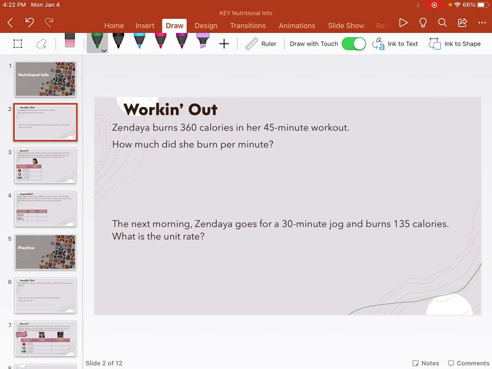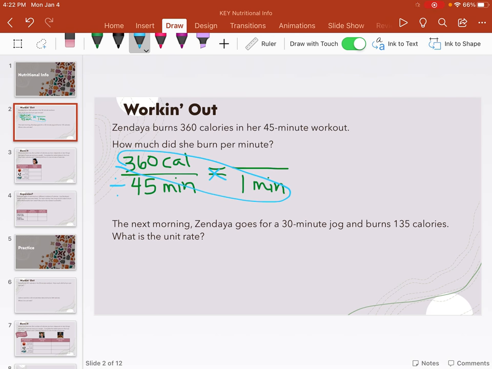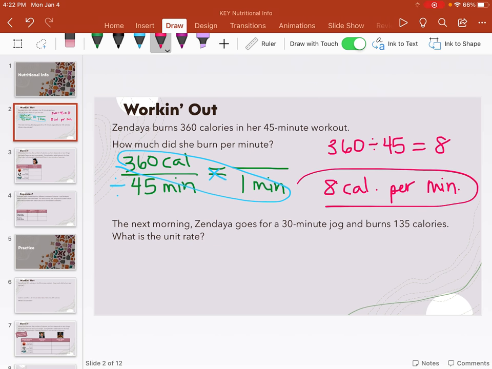Okay, we should be setting up our proportion here. So it's 360 calories in 45 minutes. But we want to know the unit rate, how much it was per minute. So we're going to set this up equal to 1 minute. And then remember, you cross multiply and divide. So 360 times 1 is 360. 360 divided by 45, which when you do that math out, gives you 8. So 8 calories per minute. She burned 8 calories per minute.